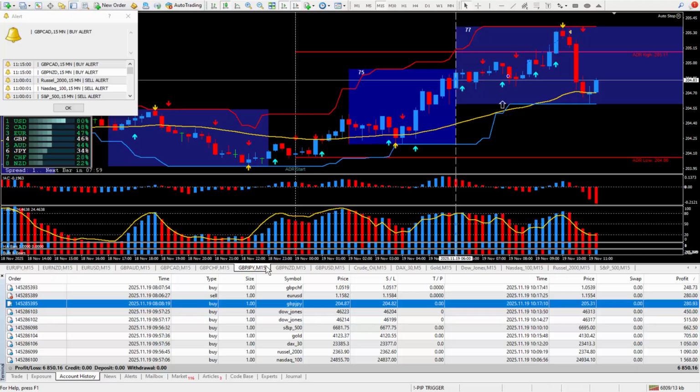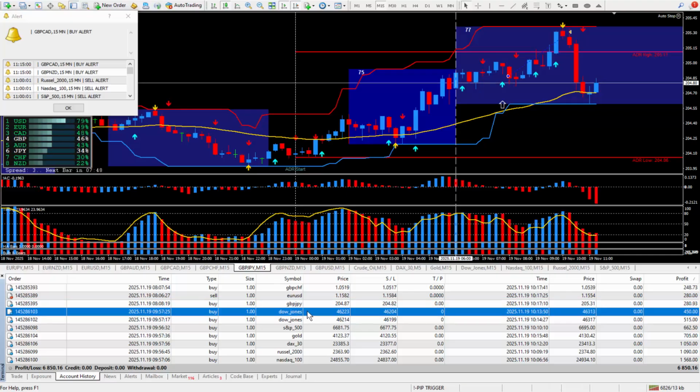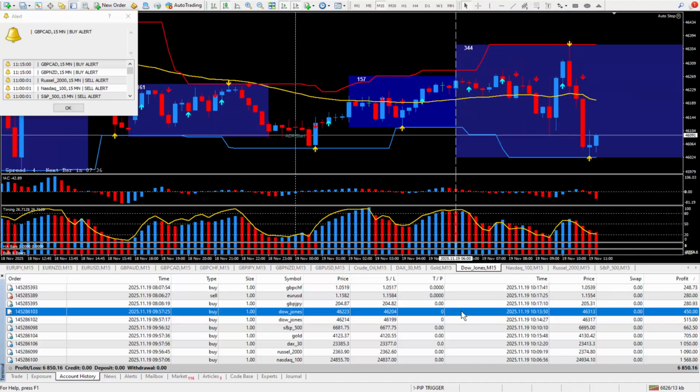Okay, moving on to the next trade. Now we're getting into the futures, the indexes. As you can see, they move a lot more and pay a lot more. Dow Jones. Let's run a check on Dow Jones. Going to drag and drop this up, see where I got in at.